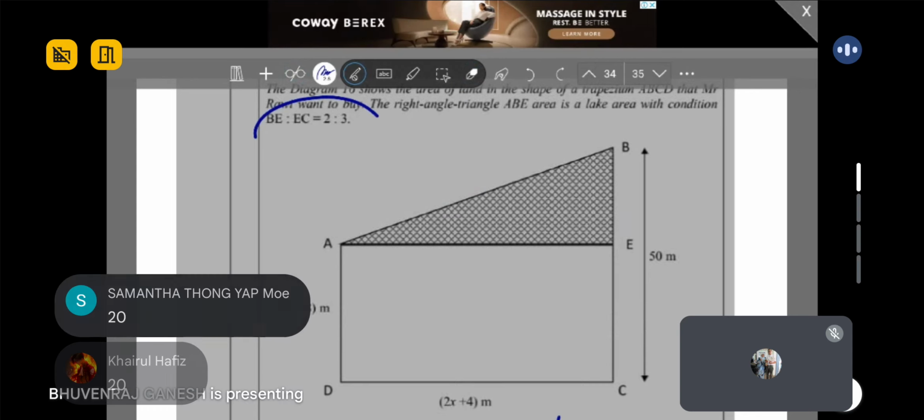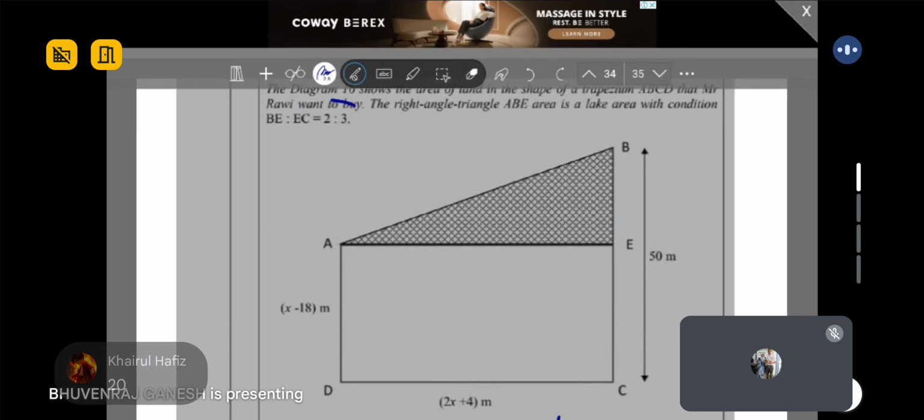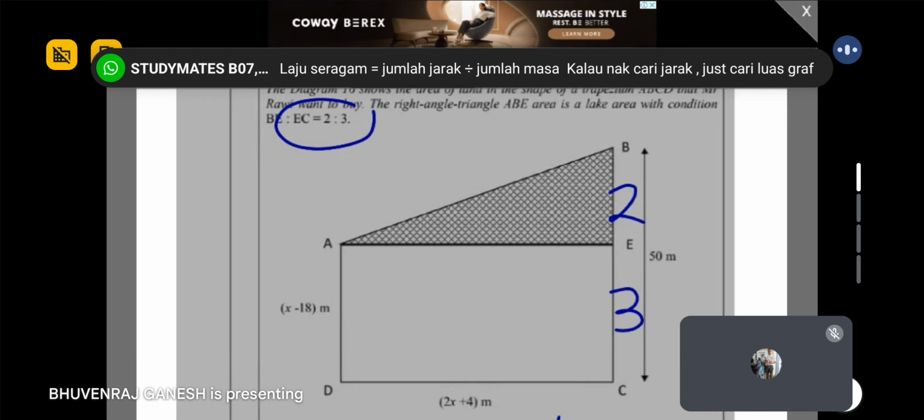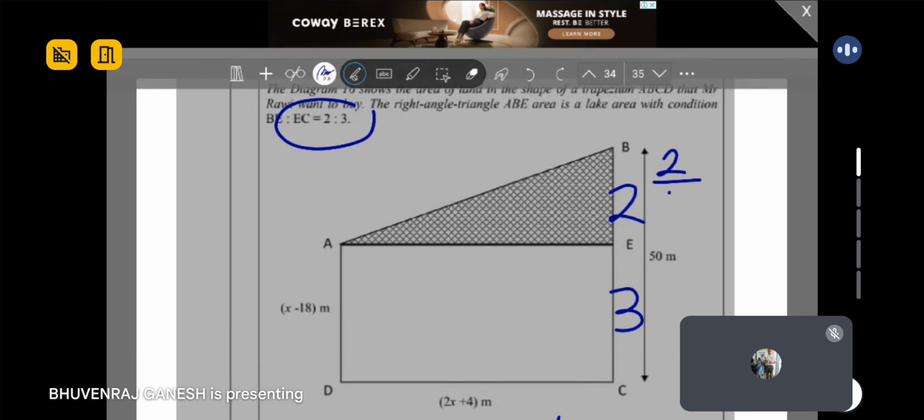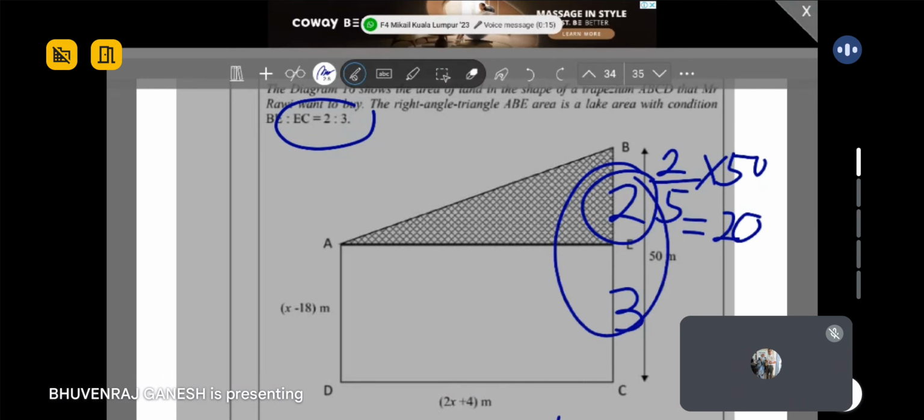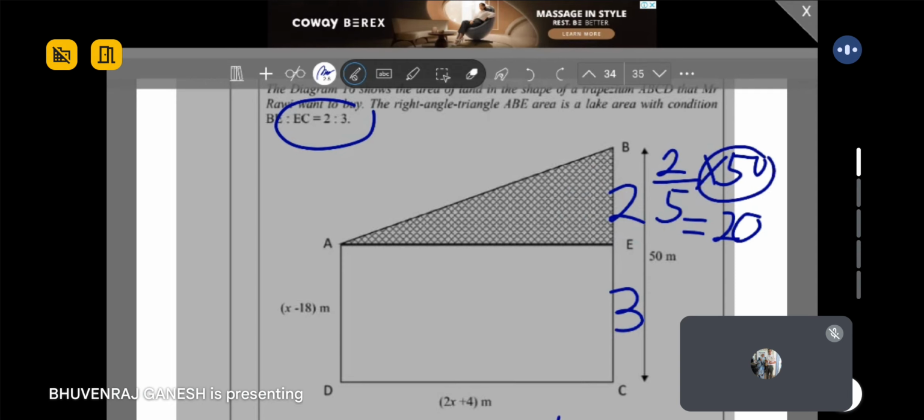Yes. Okay, just use the ratio guys. Guna nisbah sahaja. Okay, BE is 2. EC is 3. Okay, so for BE, 2/5 times 50. Okay, that's why answer is 20. Konsep nisbah, your ratio. Okay, 2 over total ratio, jumlah nisbah, which is 5. Okay, then times your whole length, seluruh panjang dia. So the answer is 20.